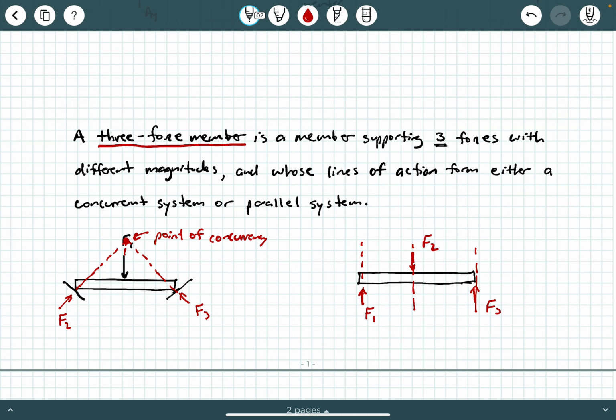So that concludes this video, providing some background information on both two and three-force members. And we're gonna see these kinds of members show up in some of the systems we analyze throughout this course.